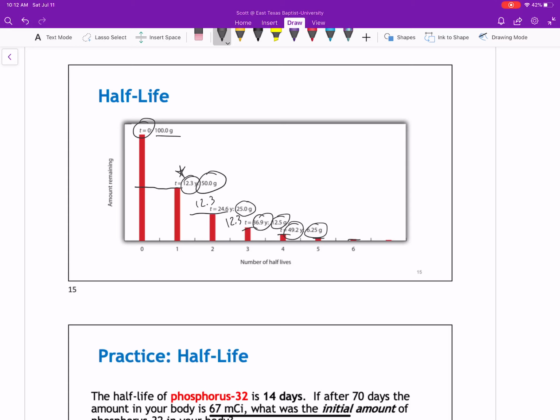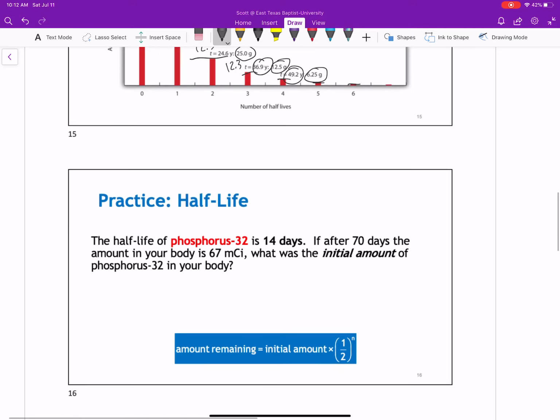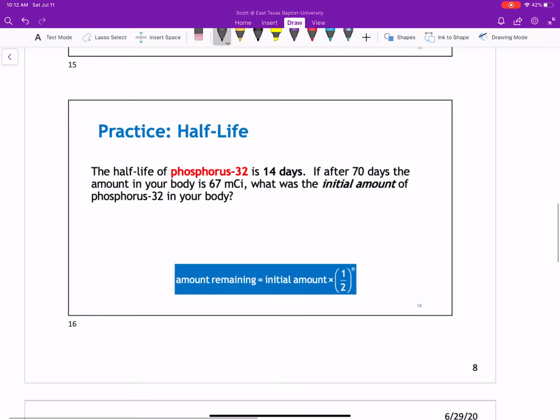So for this particular substance, 12.3 years is the half-life because it's the time it takes for that particular compound to decay 50%. So let's check out an example using that expression we learned earlier regarding half-life. So the half-life of phosphorus 32 is 14 days. After 70 days, the amount in your body is 67 millicurie, which is a unit for nuclear chemistry. What was the initial amount of phosphorus 32 in your body?